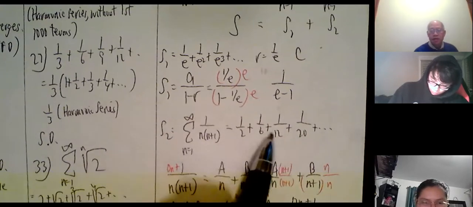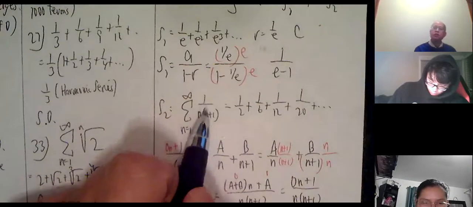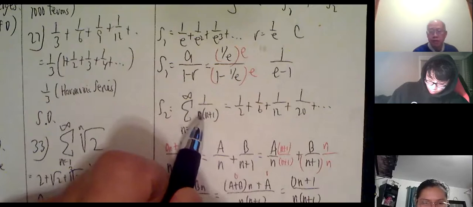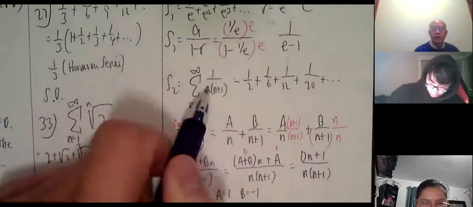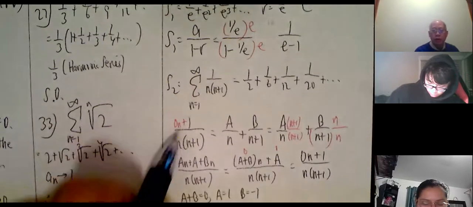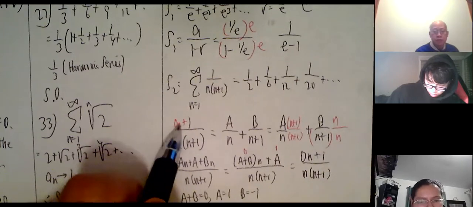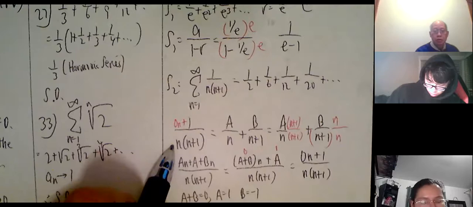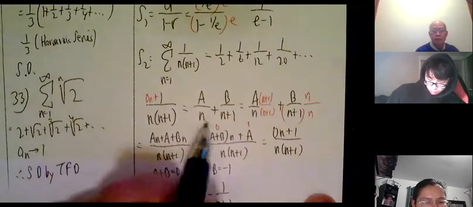Okay, so this is kind of an interesting thing. First, I have to break this up using partial fractions. Do you guys remember partial fractions? Nice review for the final exam, anyway. So I need to split this up. So remember partial fractions? 1 over n times n plus 1 is equal to a over n plus b over n plus 1. Remember that? Partial fractions.